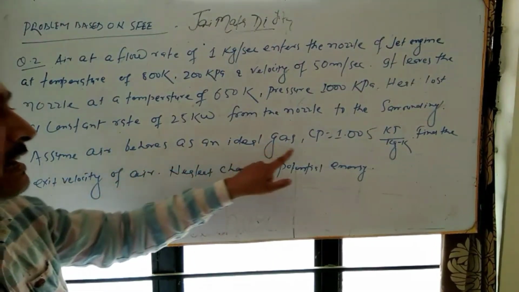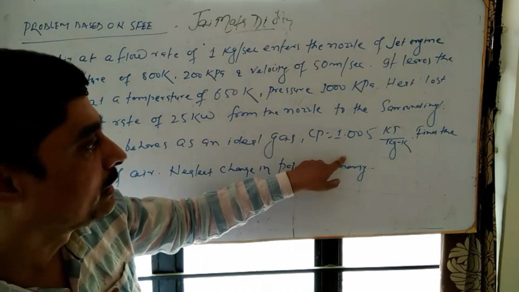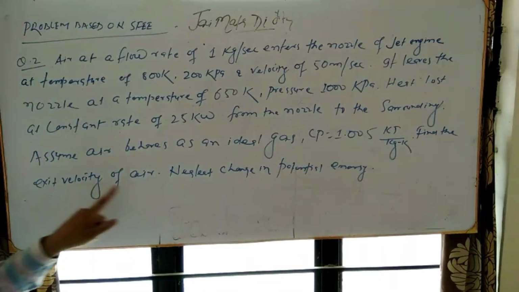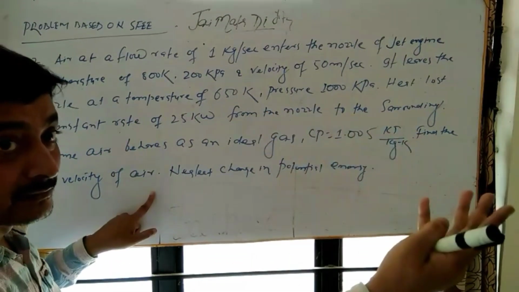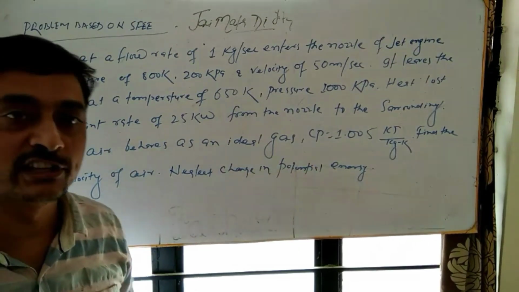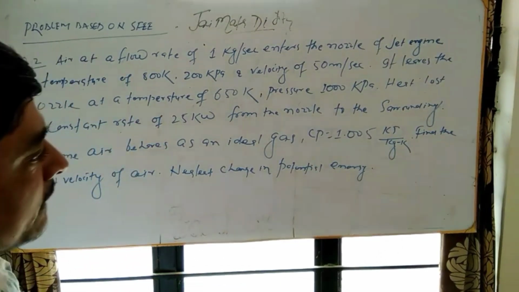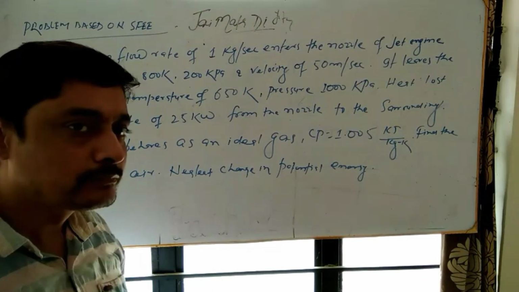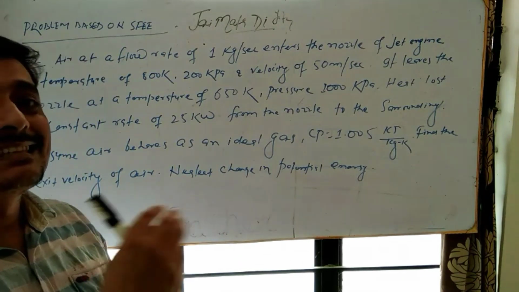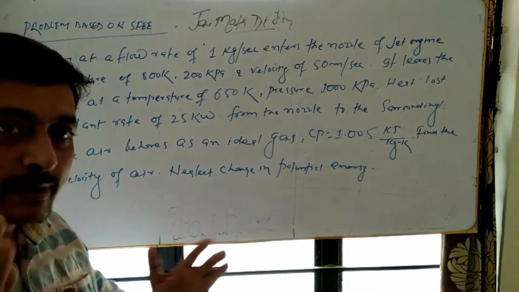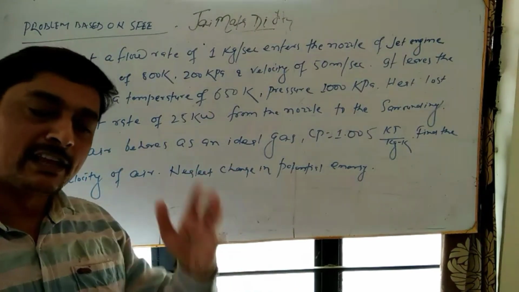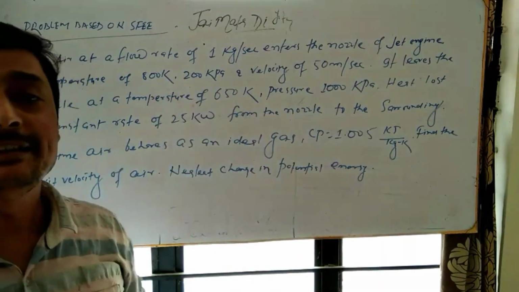Assume air behaves as an ideal gas and we know this value of Cp. Then we have to find the exit velocity of air from the nozzle, where we have to neglect the change in potential energy. So this is all about the question, because we have already explained the nozzle. Nozzle is a device in which velocity is increased several times at an expense of pressure. This is my definition. We have explained this term in the derivation of steady flow energy equation. Okay, right?